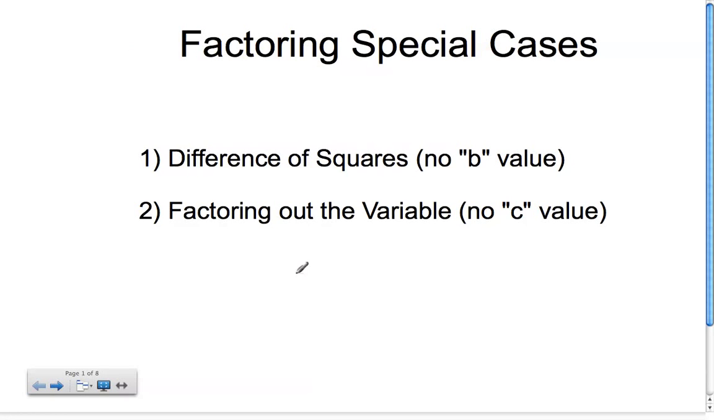Hello class, today we're going to learn about factoring two different special cases of quadratics. One where we're missing a b value. If we are, we're going to hope that we actually have a difference of squares. And one where we're missing a c value, which, again, if we're missing, we're going to try to factor out the variable from everything. Here are the examples we're going to use.